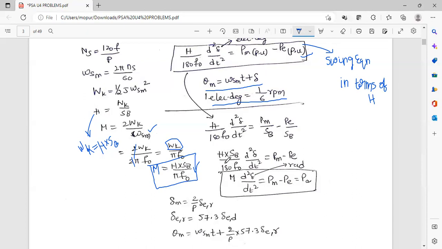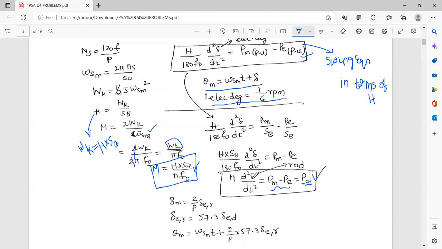So here this pi is 180 degrees. In radian mode it is pi, in degree mode it is 180. So this total can be replaced as M. So M d square del by dt square is equal to Pm minus Pe. This Pm minus Pe is written as Pa, the accelerating power. So this is another form of representing the swing equation.